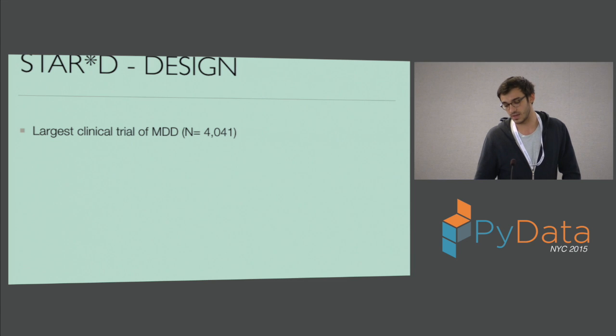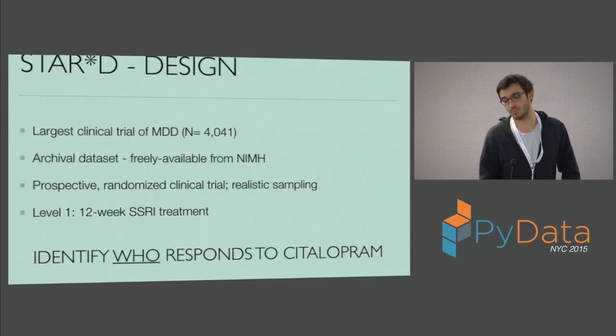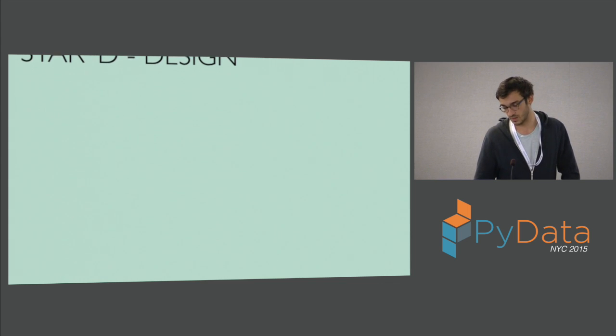So the data that we have is taken from an old clinical trial called STAR-D. It's the largest ever clinical trial of depression, and they enrolled 4,000 people. The only point that you need to know about this trial is that all 4,000 people started out on the same drug. It's a common antidepressant called citalopram.